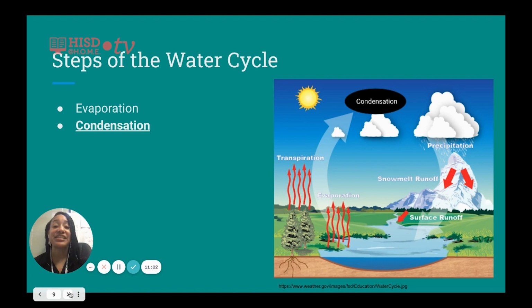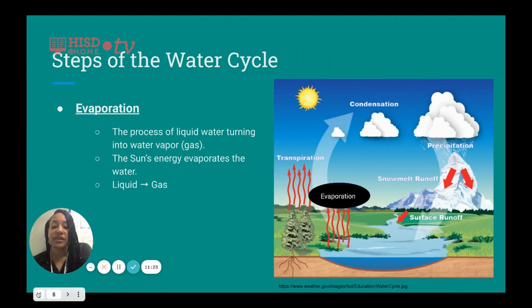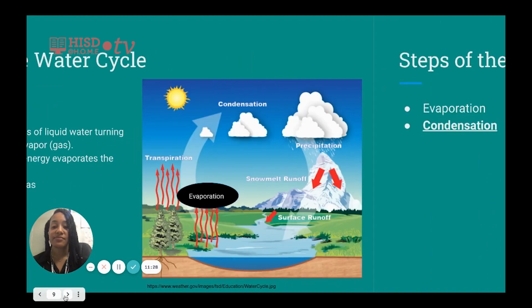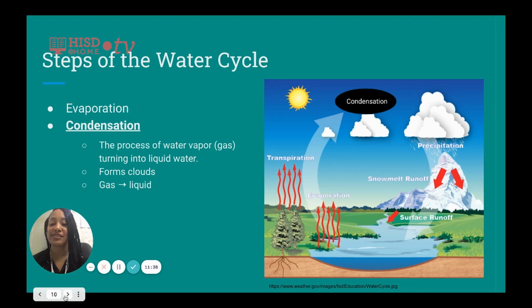The next stage is condensation. Condensation is the process of the gas that we created during evaporation turning back into liquid water. It is formed in the clouds. Again, this is the stage of going from a gas to a liquid. Just to review, evaporation is when we went from a liquid, what we drink, to a gas. Condensation, on the other hand, is when we reverse it and go from the gas we created back to a liquid. Again, this happens in the clouds.